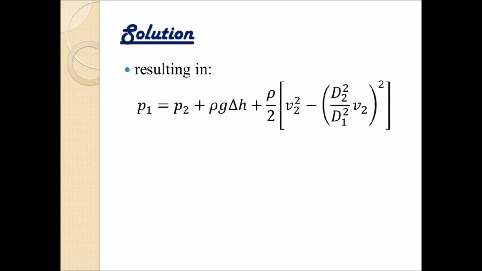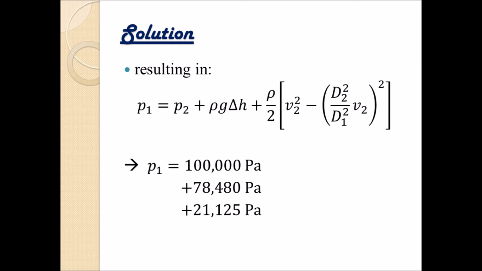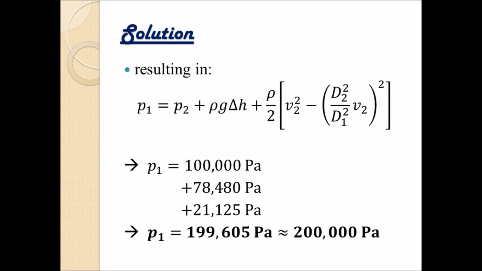And what we get is that P1 equals 100,000 Pascal as given, plus 78,480 Pascal, plus 21,125 Pascal. All in all, this makes 199,605 Pascal. Of course, we could leave it at this, but looking back at the initially given variables and values, we realized that, for example, the static pressure P2 was given as 100 kilopascal or 100,000 Pascal. So maybe it's a good idea to round this value, 199,605 Pascal, and say that P1 equals 200,000 Pascal.